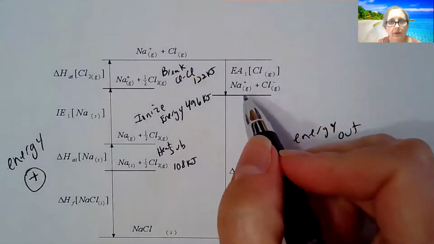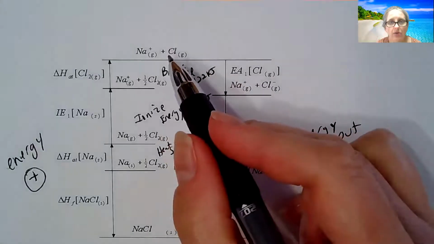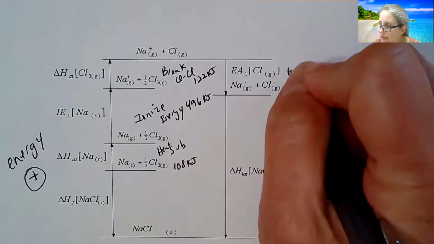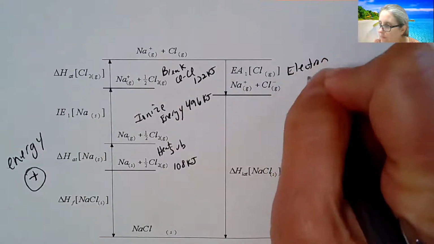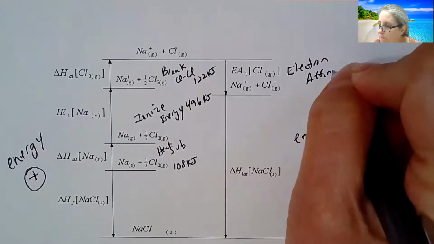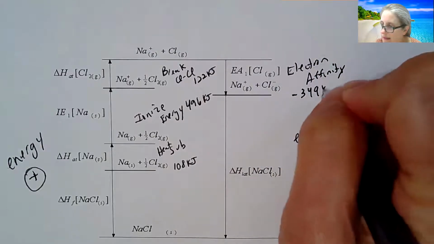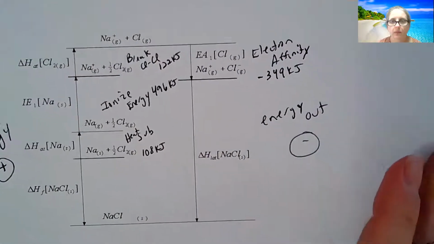So now if I look over on the right, I'm now changing Cl to Cl minus. So it's Ea, which is your electron affinity. And for this one, it's negative 349 kilojoules.